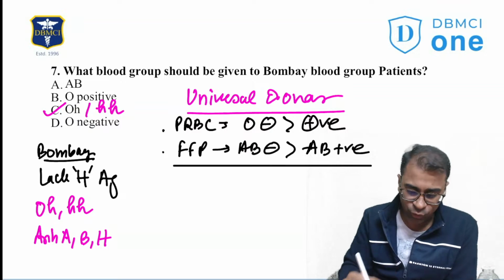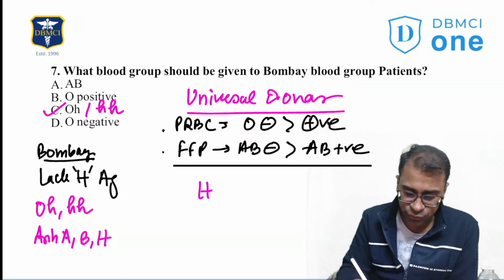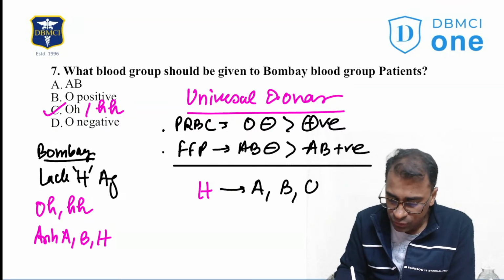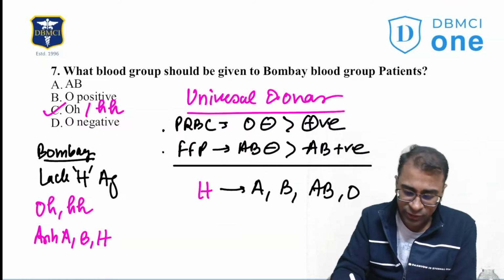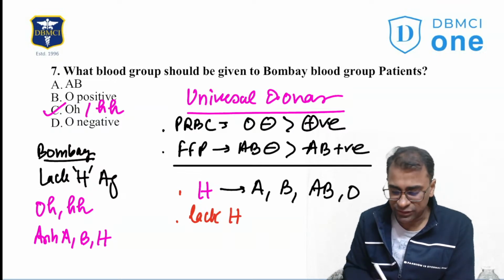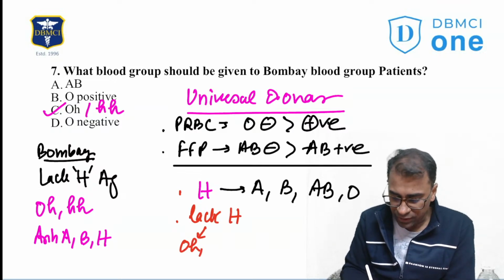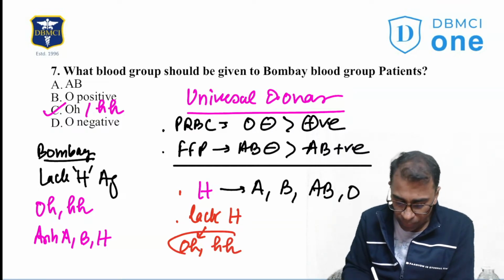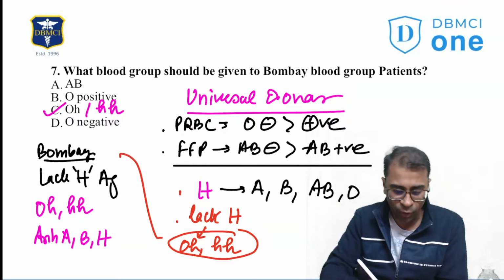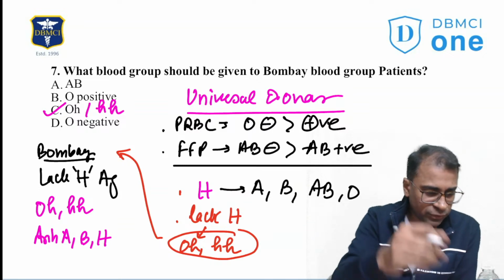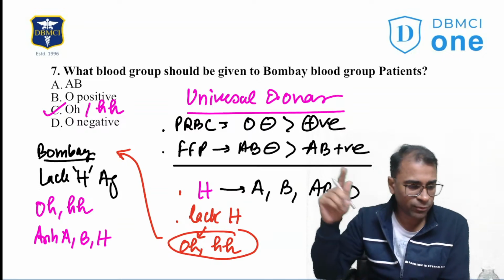What is O small h? Understand, capital H is the one which makes A, B, AB and O. So if a person lacks capital H, we can call them O small h. In this case, this is called the Bombay blood group. Did you get the point?